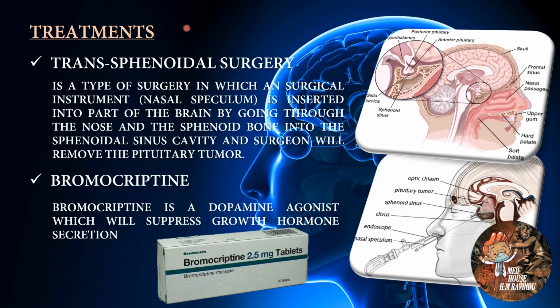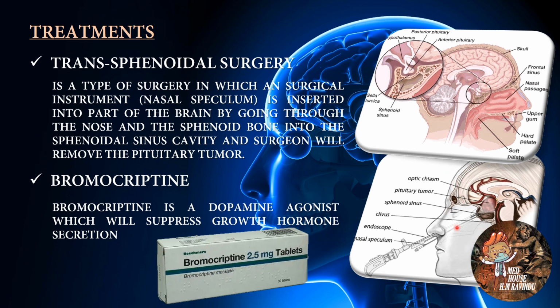Finally we are going to talk about treatments. The main treatment is transsphenoidal surgery. It is a type of surgery in which a surgical instrument like nasal speculum is inserted into part of the brain by going through the nose and the sphenoid bone into the sphenoidal sinus cavity, and surgeon will remove the pituitary tumor. In this picture you can see the pituitary gland.